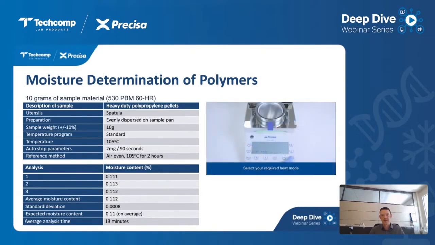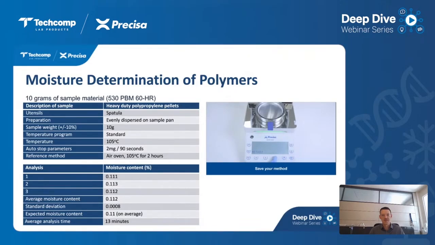Here you can select the heat mode. There are 3 different heat modes: smooth, standard, and boost. And we go here with the standard. The temperature is being set to 105 degrees, and the auto stop criteria is being set to 2 milligrams per 90 seconds.